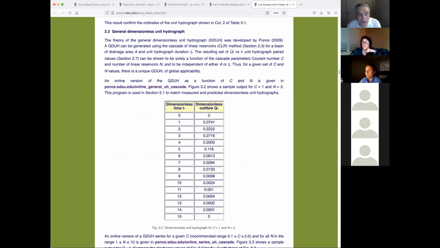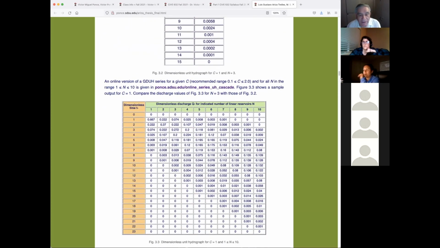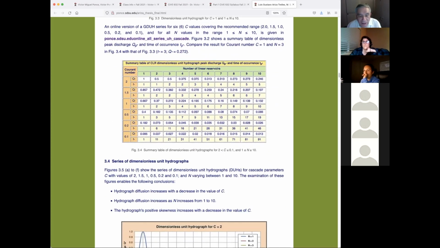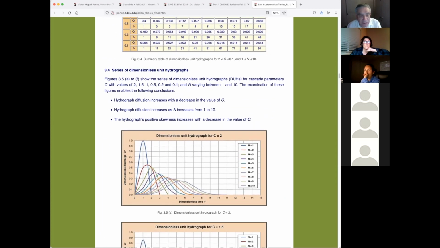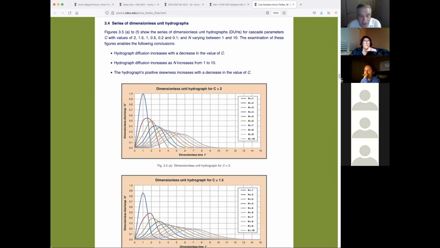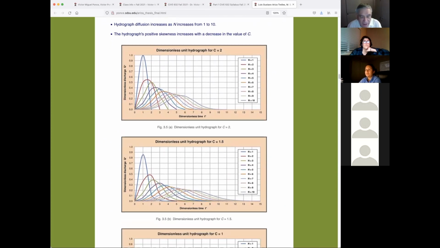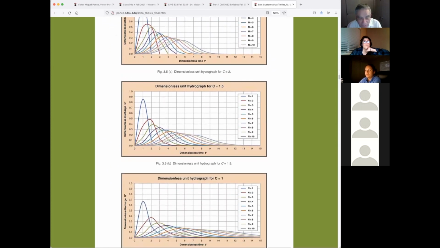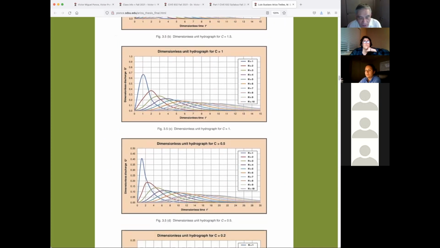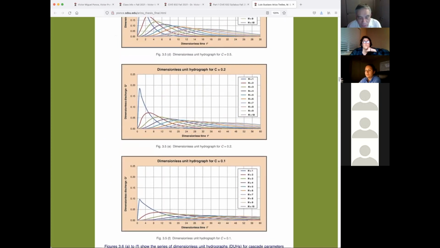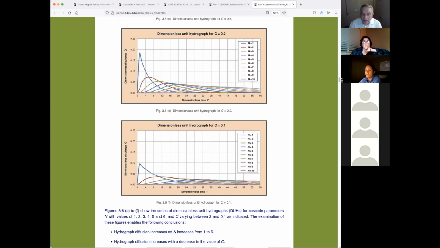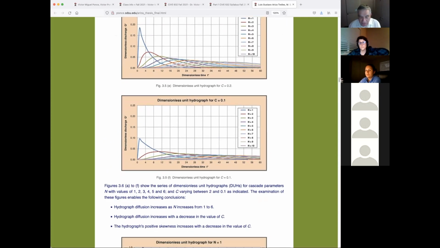Okay, general dimensionless unit hydrograph, we already talked about that, right? And you've already seen these graphs in here. They are part of my book or part of my papers. Series of dimensionless unit hydrographs. Now he gets the dimensionless unit hydrograph for C equal 2. You can see, very nice. The reservoirs from 1 to 10, right? For 1.5, a little more diffuse. For 1, more diffuse. For 0.5, more diffuse. And 0.02 and 0.1. You can see the 0.1 values are almost to the point where the hydrograph is not there. It has been totally obliterated by the runoff diffusion.